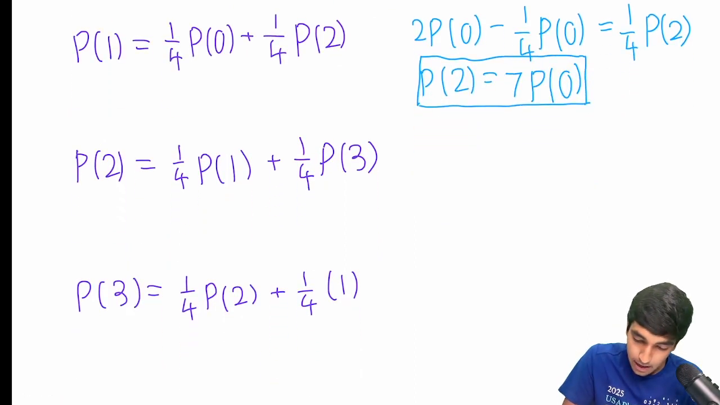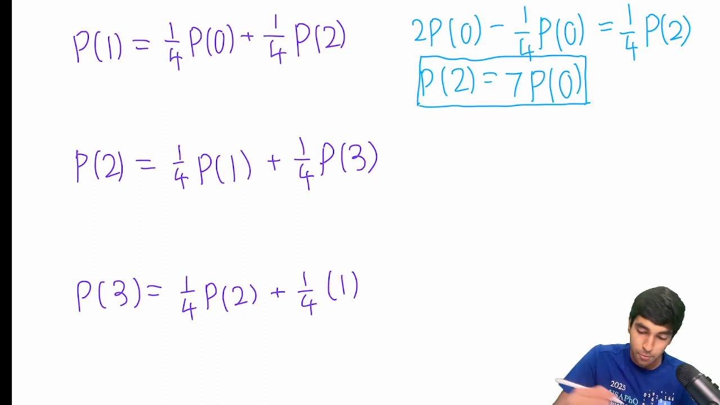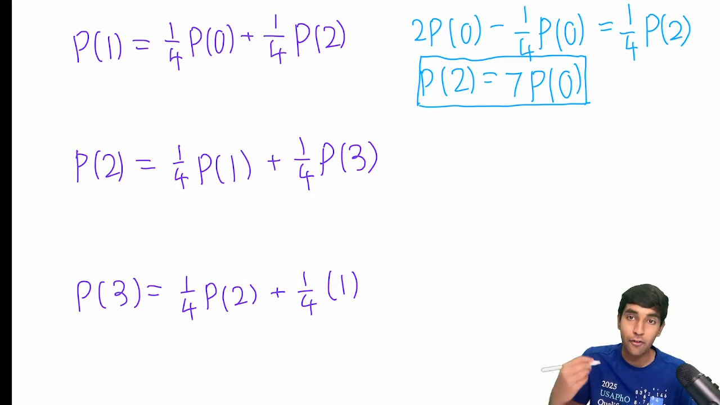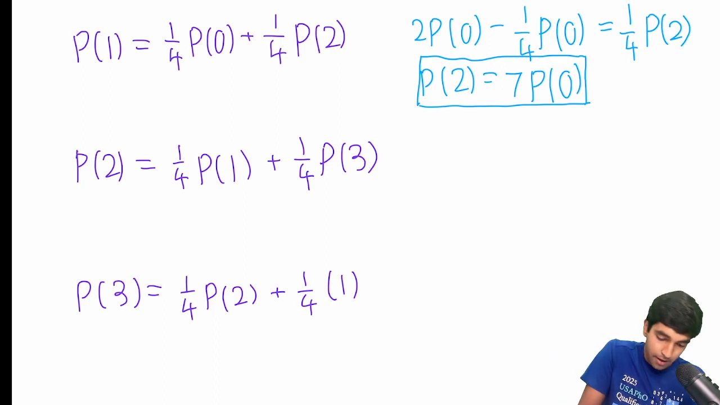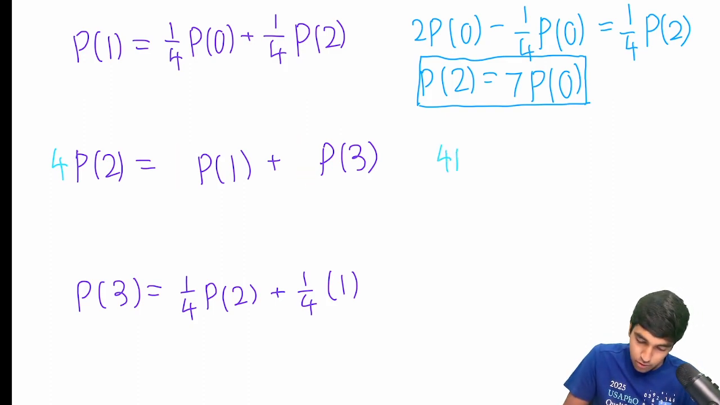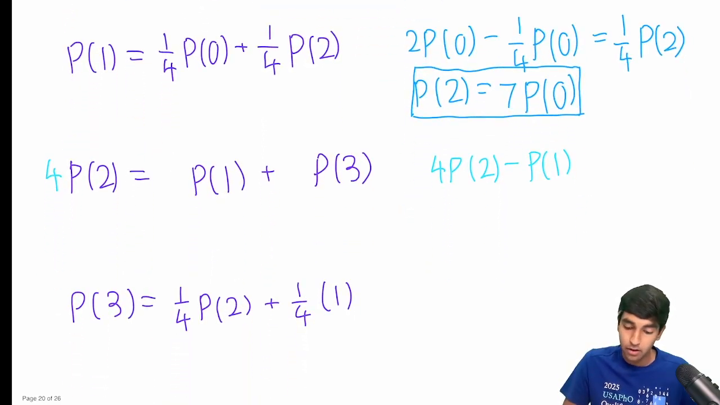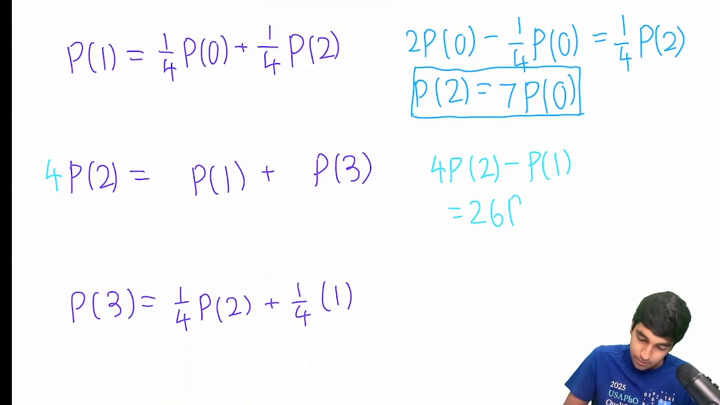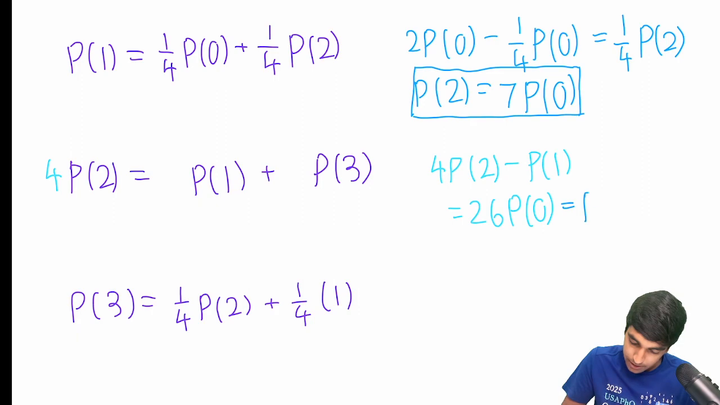Okay, now P of 2, let's do the same thing. We substitute P of 2, substitute P of 1, and solve for P of 3 in terms of P of 0. So I'll just multiply the entire equation by 4, so we can just deal with this. So we have 4P of 2 minus P of 1. 4P of 2, that's 28P of 0. P of 1, that's 2P of 0. So this is 26P of 0, right? And 4P2 minus P1 is also P of 3.